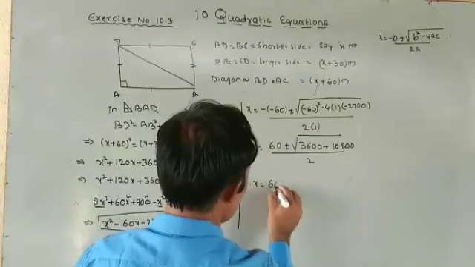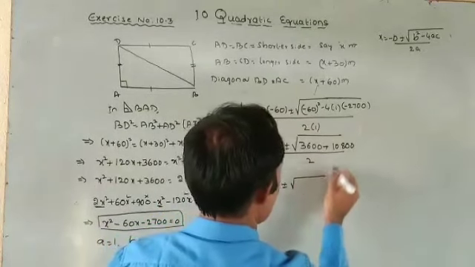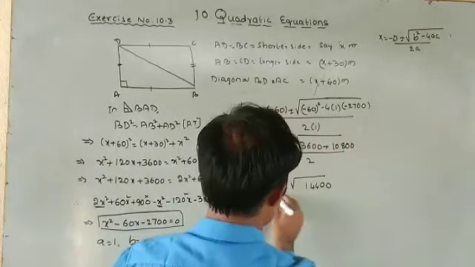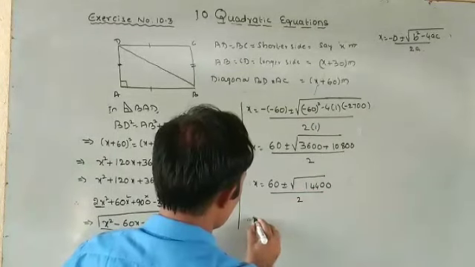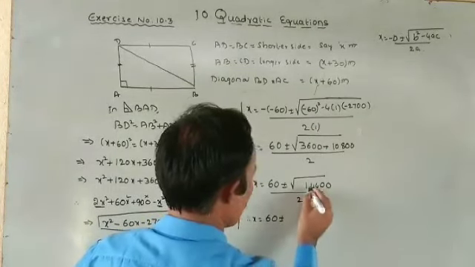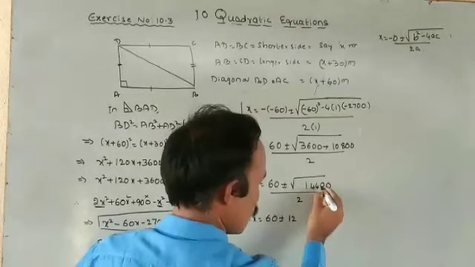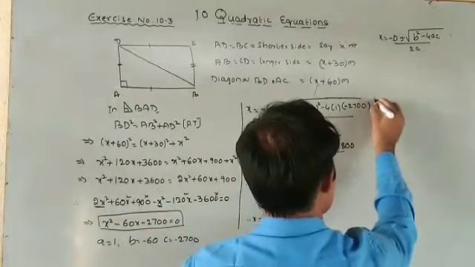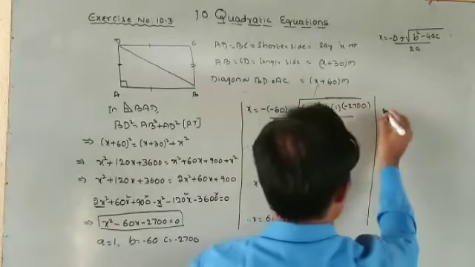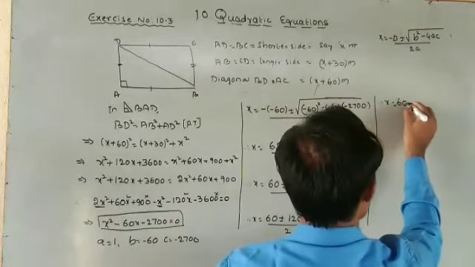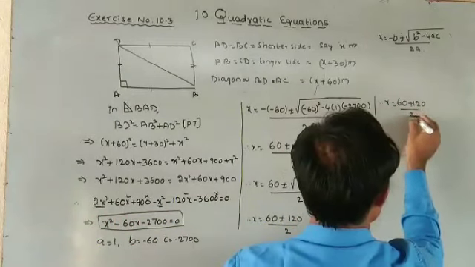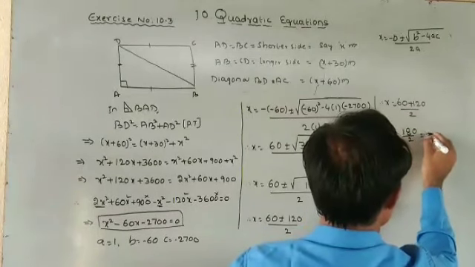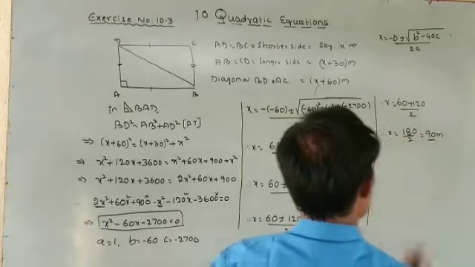Therefore x is equal to 60 plus or minus root of 3600 plus 10800, that is 14400, divided by 2. The root of 14400 is 120. Therefore x is equal to 60 plus 120 by 2, that is 180 by 2. So that is equal to 90 meters.